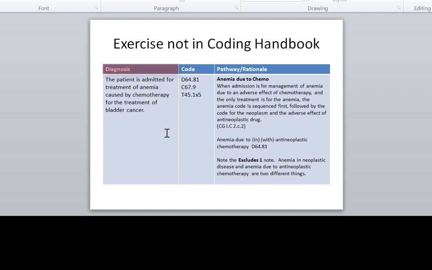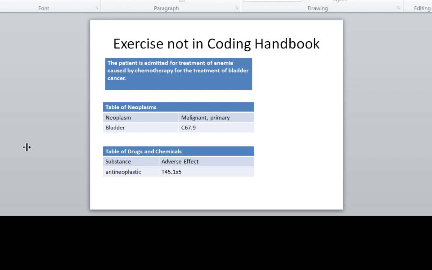If the patient was treated for anemia caused by chemo, there's a guideline specific to that. We would put the anemia first, then the cancer, then the adverse effect of the chemo. So the order is different depending on how the patient's being treated and the guideline. The guideline is what really guides us. And in the previous slide, this is how we got to the bladder cancer in the table of neoplasms, and this is how we got to the adverse effect code for the chemo. Chemo is coded as antineoplastic.